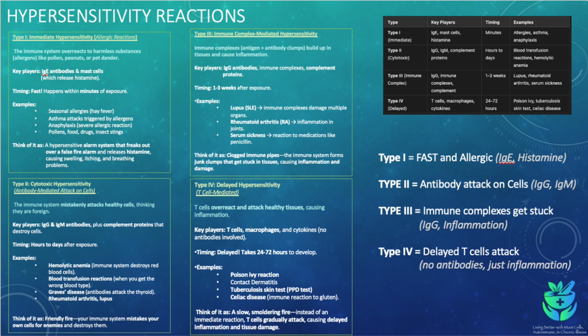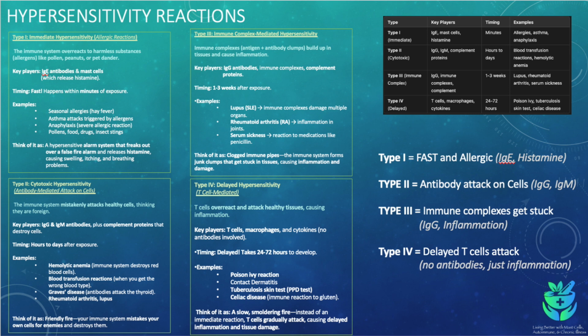So type 1 is an immediate hypersensitivity and is most commonly known as allergic reactions. The immune system overreacts to harmless substances like allergens, pollen, peanuts, and pet dander. The key players are IgE antibodies and mast cells, which release histamine, cytokines, etc. The timing is extremely fast, and it happens within minutes of exposure.